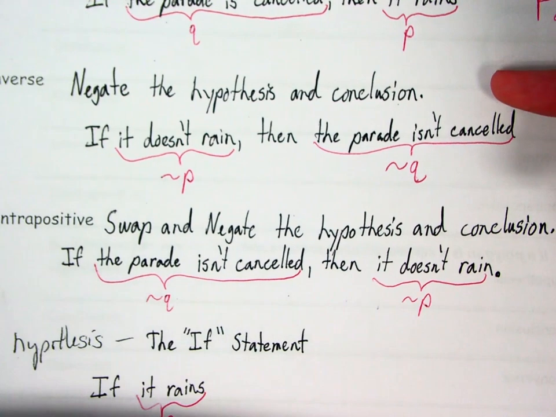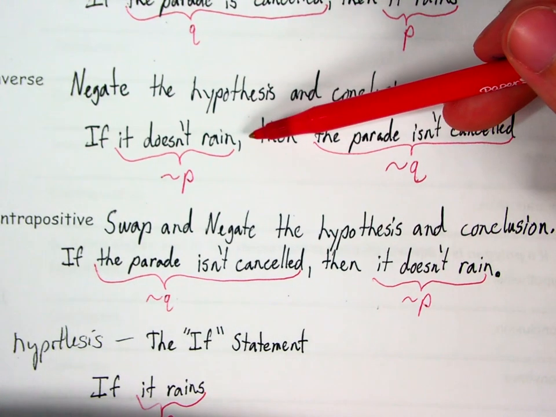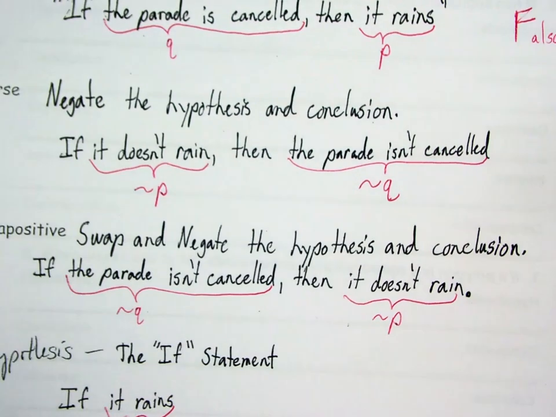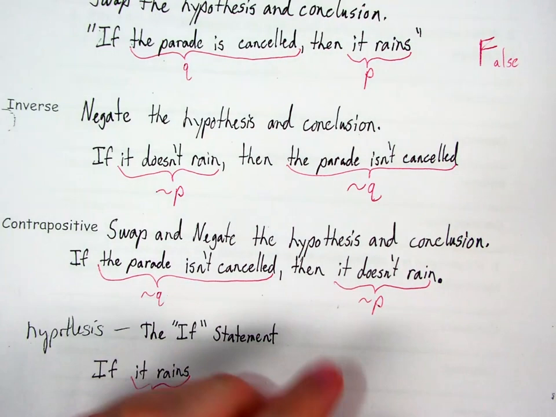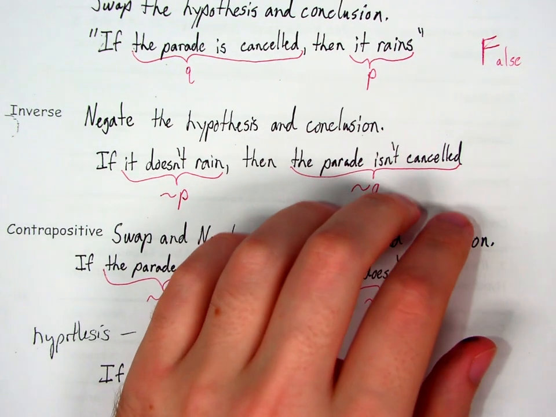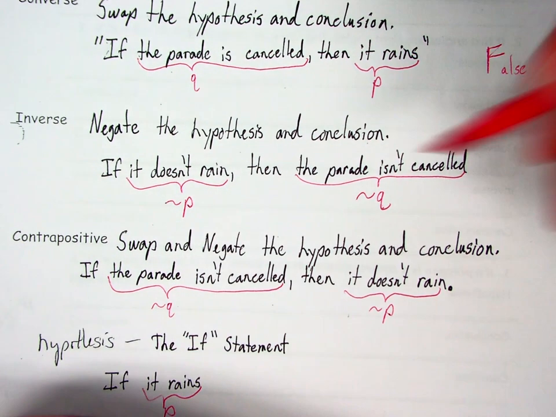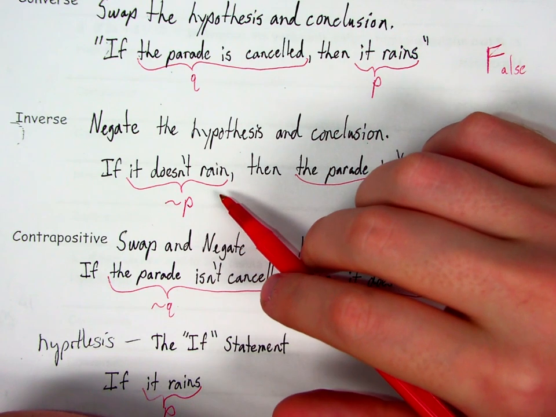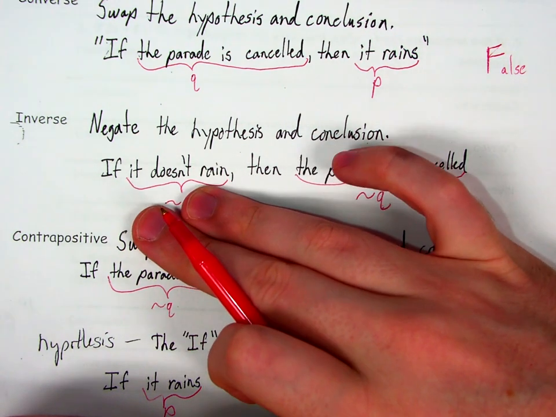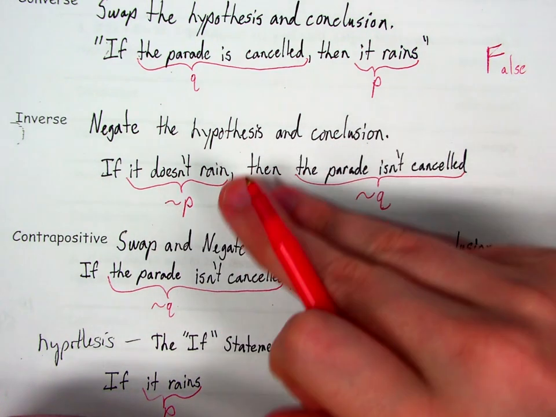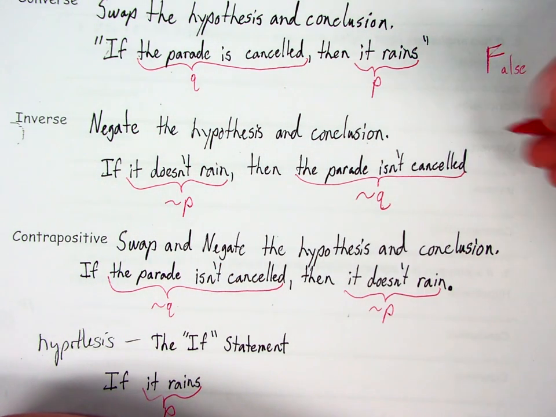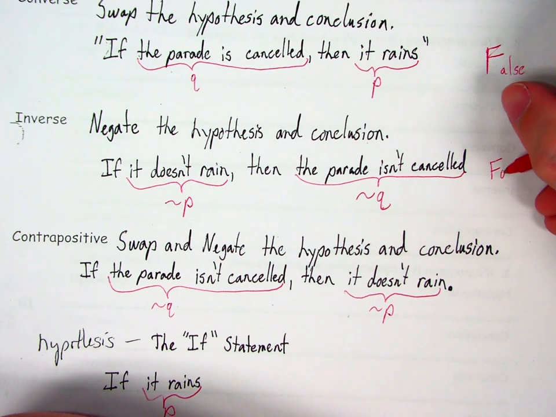Now, our inverse, you might think, well, this makes sense. If it doesn't rain, then the parade isn't canceled. But can we come up with counterexamples where even if it doesn't rain, the parade might be canceled? Sure. Just because it doesn't rain doesn't mean the parade isn't canceled. It could be that there's a blizzard. It could be that there's a flood. There are plenty of things where it doesn't rain, but the parade could still be canceled. So this could still be a false statement.